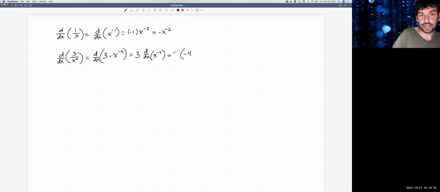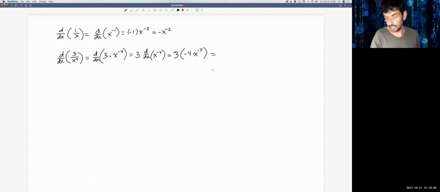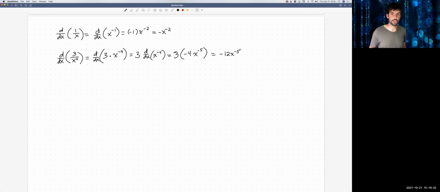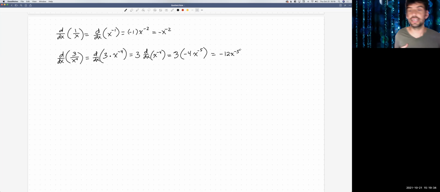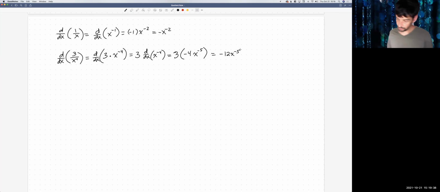And so now we have -4x, and we lower the exponent, so -4 minus 1 is -5, and then if we want to, we can combine, multiply those two constants out front, which we should. And there's our -12x to the -5th. That's the derivative of that function.